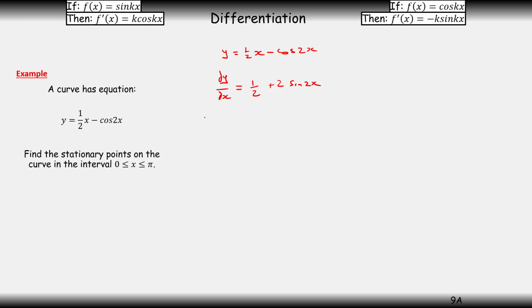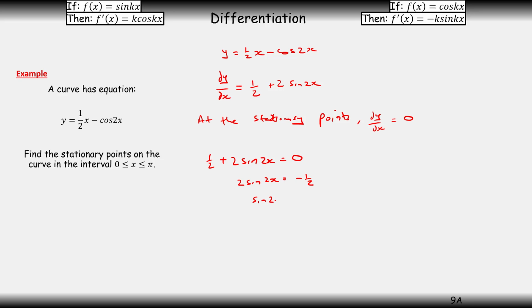Now, at the stationary point, what do we know about the gradient? It's going to be equal to 0. So we can say a half plus 2 sine 2x is equal to 0. Rearranging, 2 sine 2x is equal to minus a half. Sine of 2x is going to be equal to minus a quarter.